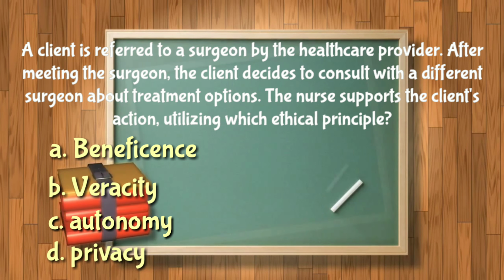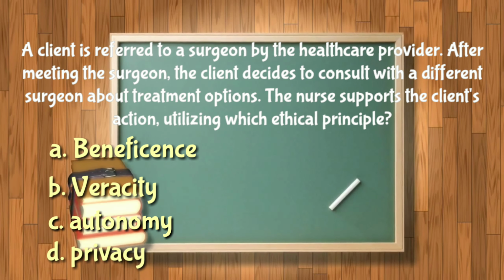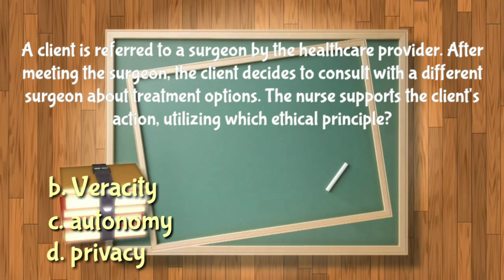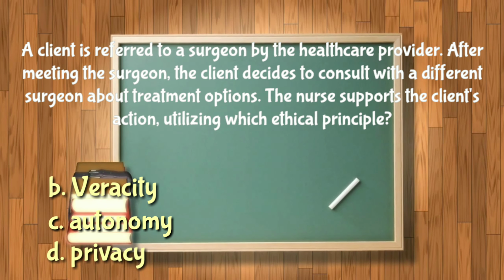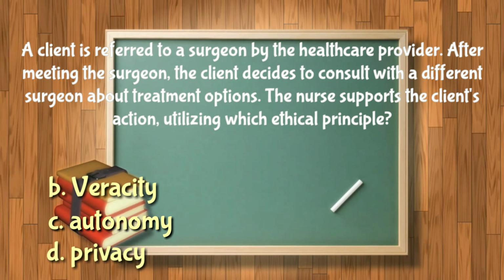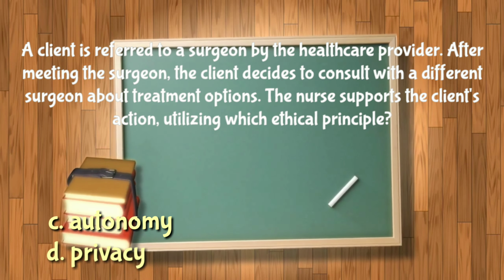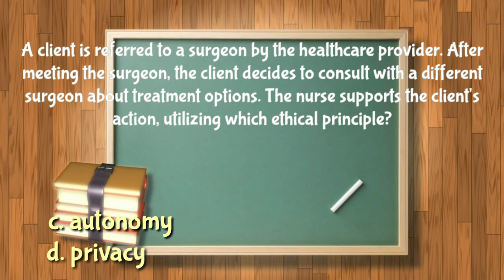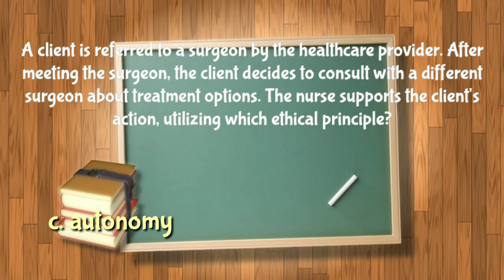So for number 1's answer, let's do the process of elimination. Let's eliminate first letter A, beneficence, because beneficence is an ethical principle to do good, and it applies when the nurse has a duty to help others by doing what is best for them. Another, let's eliminate letter B, veracity, because veracity refers to being truthful. Another is privacy. Privacy is a non-disclosure of the information by the healthcare team.